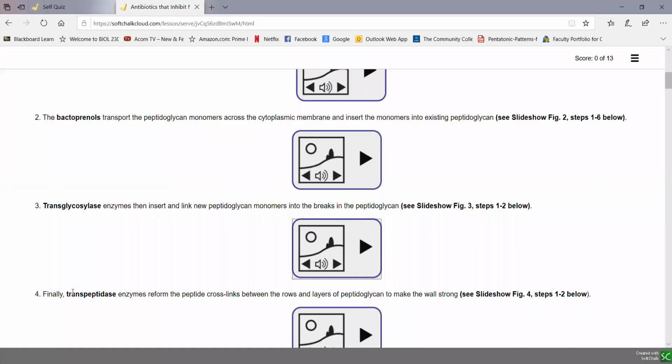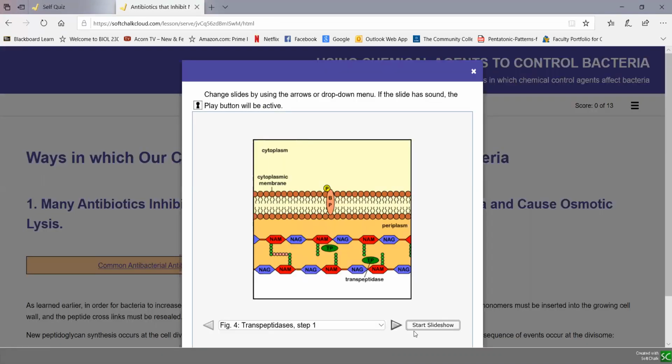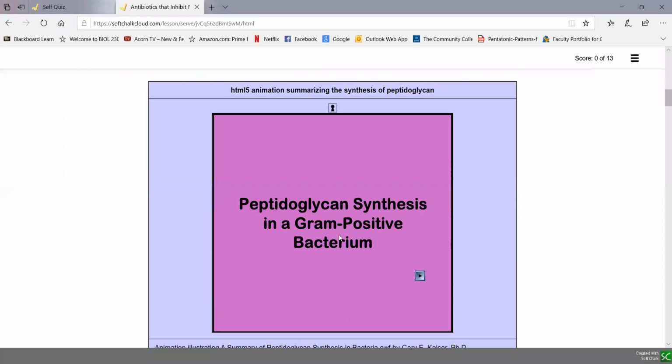And finally, transpeptidase enzymes reform the peptide crosslinks between the rows and layers of peptidoglycan. So again, transpeptidase is going to produce a short chain of amino acids, or a peptide, that connects one row to the next row. And that, of course, is why we learned the details about peptidoglycan synthesis back in Unit 1. And I've included the animation on peptidoglycan synthesis, so if you need to review that or you're a little fuzzy on that, make sure you look at this animation again.